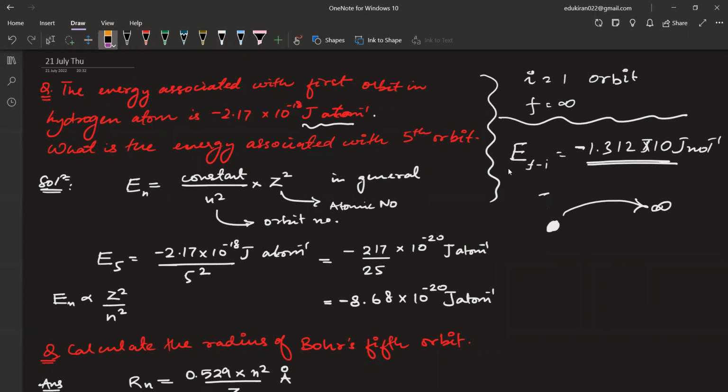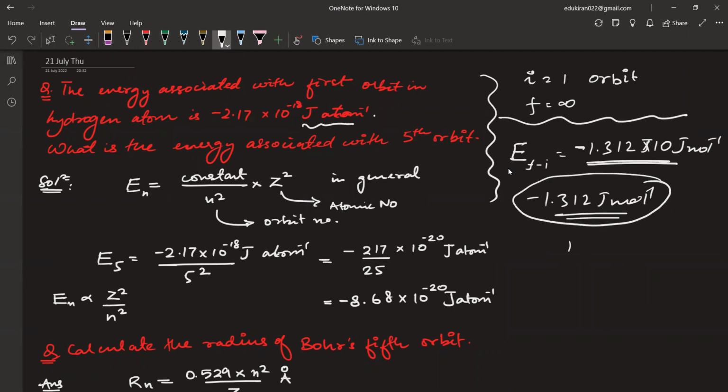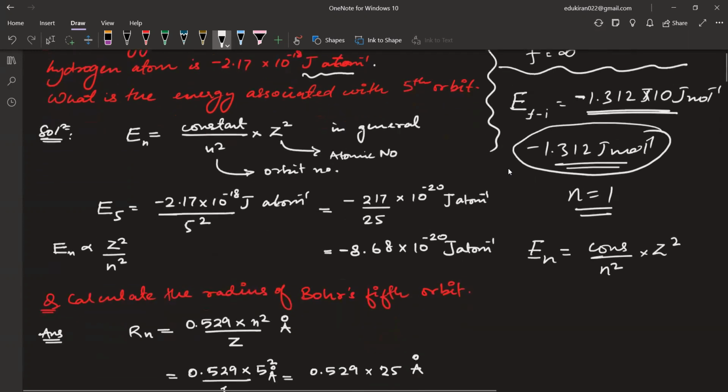ओके, सो हियर यू हैव, in general I can say this much energy is associated, minus 1.312 joule per mole, it is associated into 10, जो भी है आपके पास constant. Okay, this much energy is associated with n is equal to 1. अच्छा, और जनरल फॉर्मूला क्या होता है? En is equal to some constant divided by n square, the number of orbit, into z square, that is your atomic number.